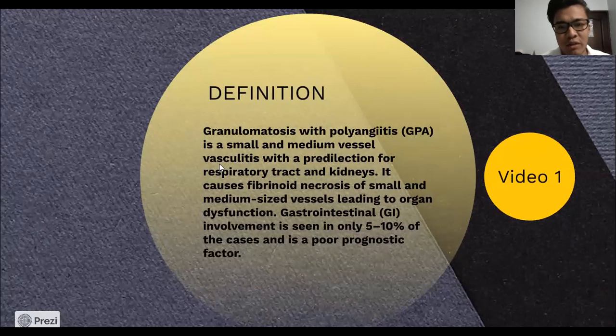Definition. Granulomatosis with polyangiitis is a small and medium vessel vasculitis with a predilection for the respiratory tract and kidneys. It causes necrotizing inflammation of small and medium-sized vessels, leading to organ dysfunction. Gastrointestinal involvement is seen in only 5 to 10% of cases and is a poor prognostic factor.